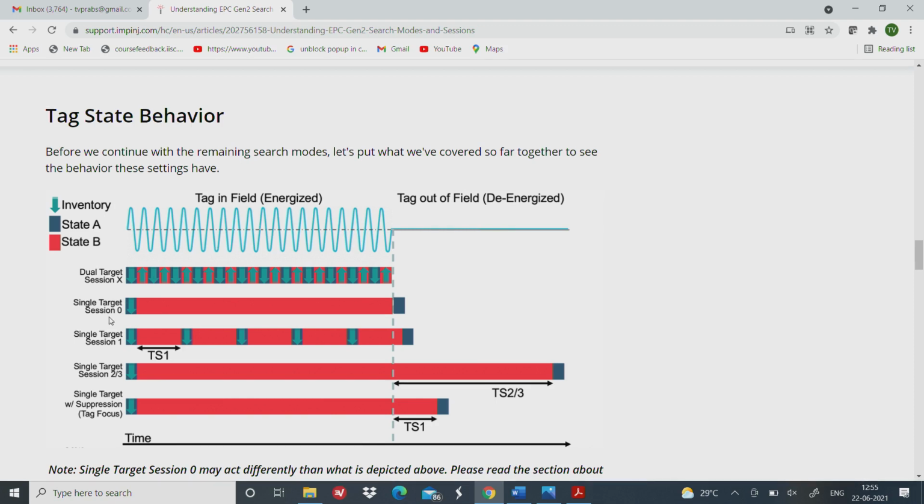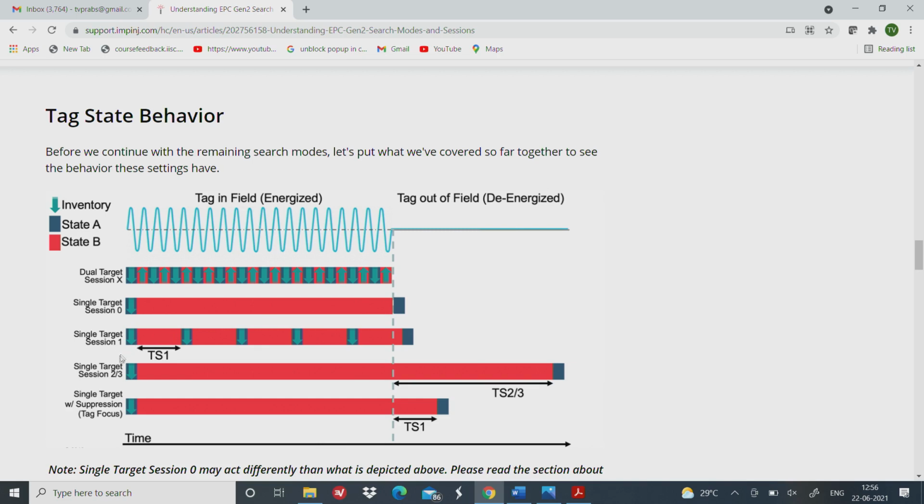Single target is fantastic, see what actually happens. In session 0 single target you get one tag read and then it goes to state B. It not only remains in that state, it remains in that state continuously, almost infinitely, as long as there is power it remains in that state. Once you shut down power from the reader, the tag loses its power, then it goes back to state A. This is the beauty.